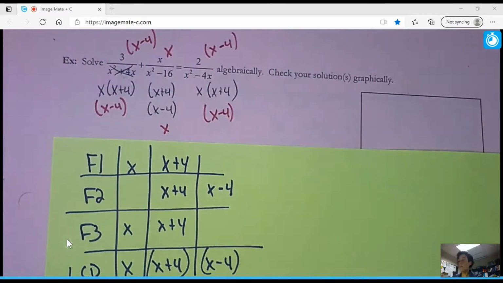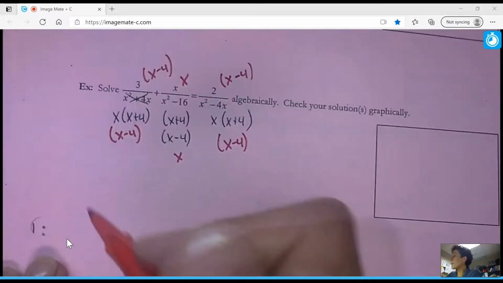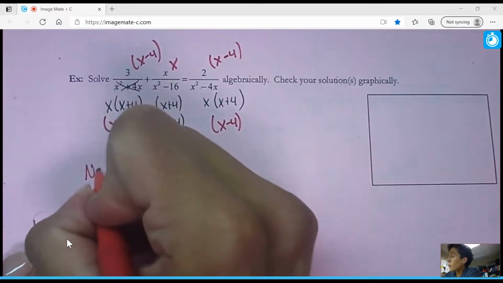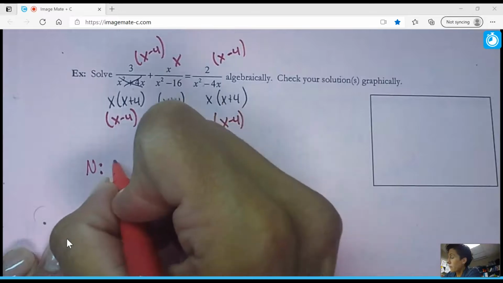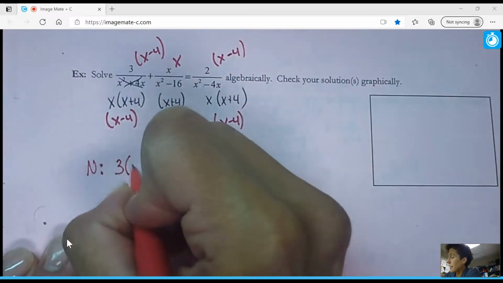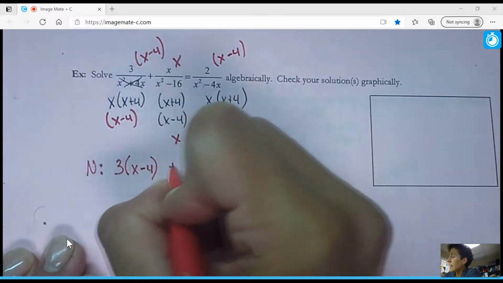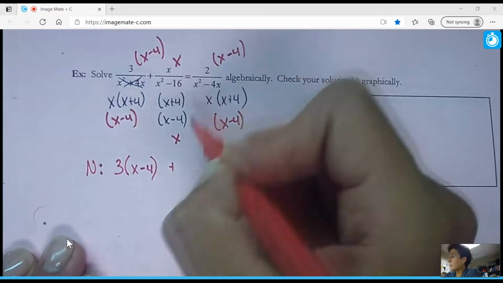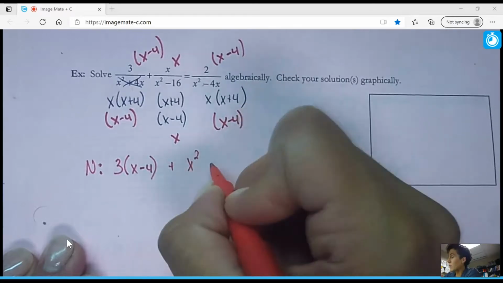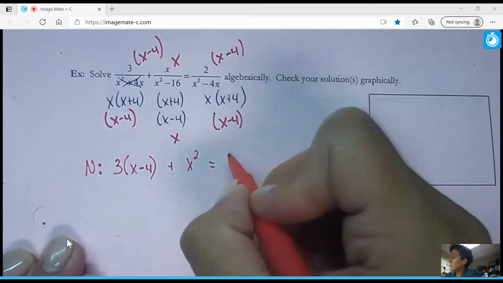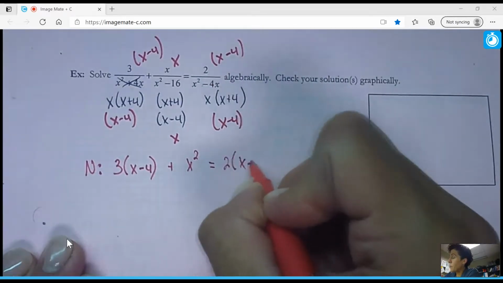And now that my denominators are the same all the way, I can ignore the denominators, I can let them go, and my numerator will be my problem. So the first fraction has a numerator of 3 times x minus 4. The second fraction has x times x, which I'm just going to go ahead and write as x squared. And then this one has a 2 times an x minus 4.